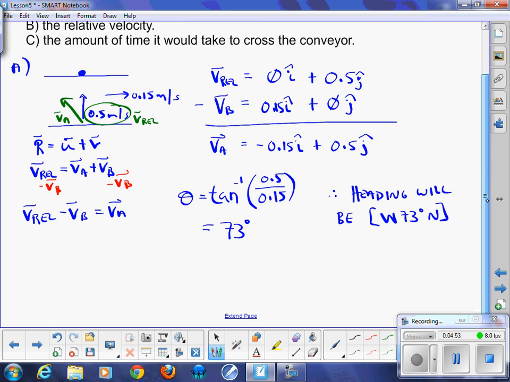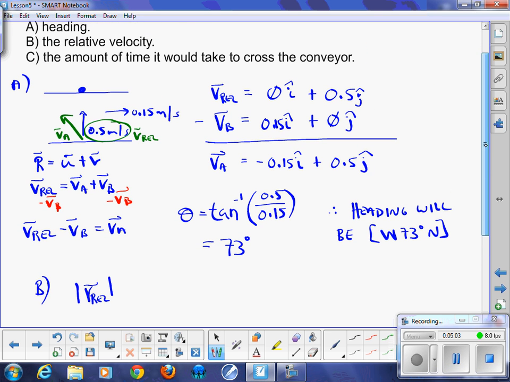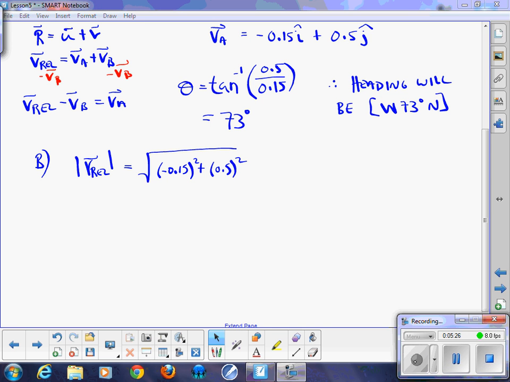What's relative velocity? So B part, relative velocity, we're just looking for the magnitude here. I'm not sure I really like the way that's worded, but it is technically the relative velocity as you run along there, and that's just taken from the square root of your x component squared plus your y component squared, which is the same as the previous example, which was 0.52 if I remember.